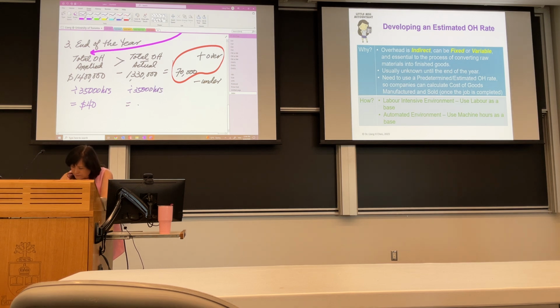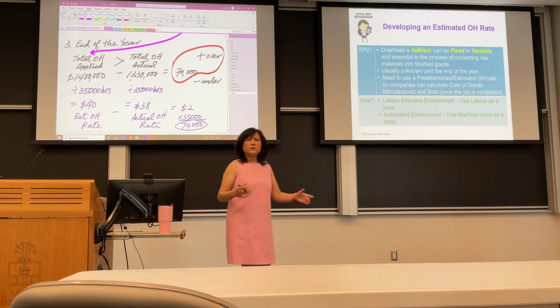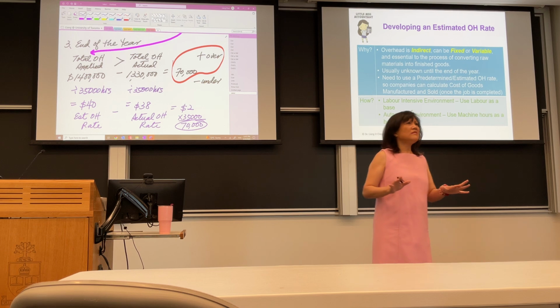This is $38 an hour. This is the actual overhead rate. This is the estimated overhead rate. So the difference is $2. We overcharge $2 per hour. So 35,000 hours, so $70,000 overcharged. Okay, so it's overcharge, and that's not good.